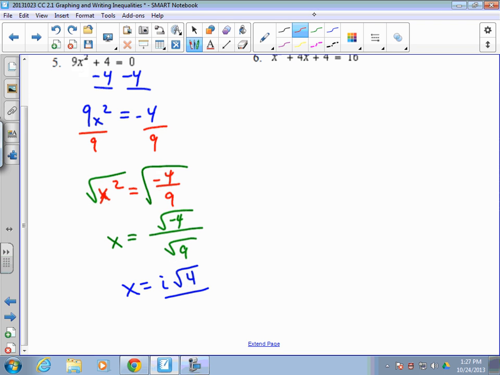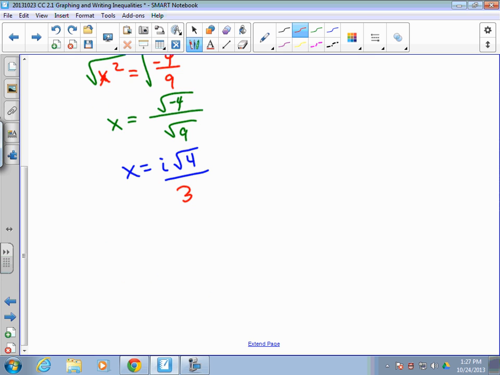All right, picking back up with number 5. X equals i times the square root of 4 over the square root of 9, which is 3. So if we have i times the square root of 4, that'll be 2 times i over 3. So your x value is 2i over 3.